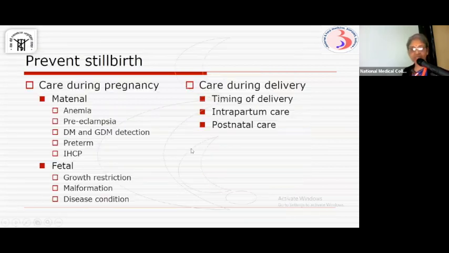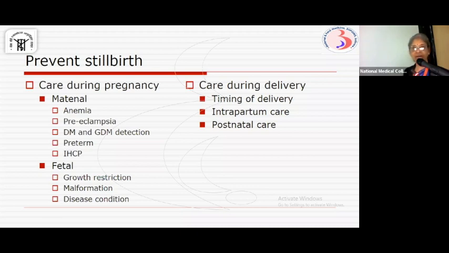So what I have decided is, we need to prevent stillbirth, and that means maternal anemia, preeclampsia, GDM. Since morning I'm telling about preeclampsia and GDM. I will discuss genetics and the rest of the rare things, but still, these things should not be forgotten.